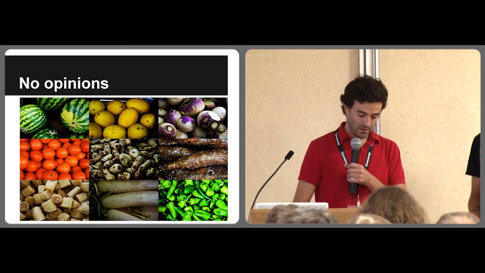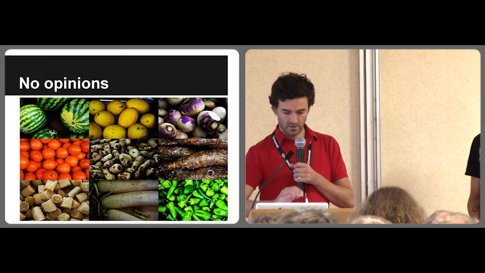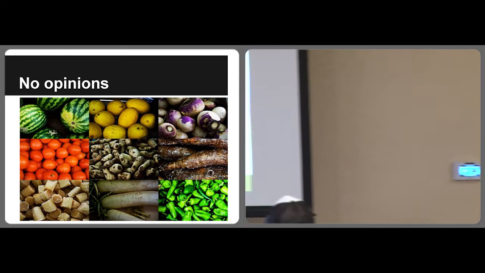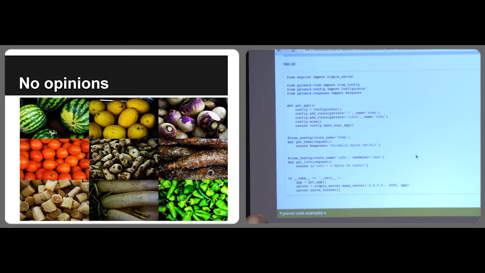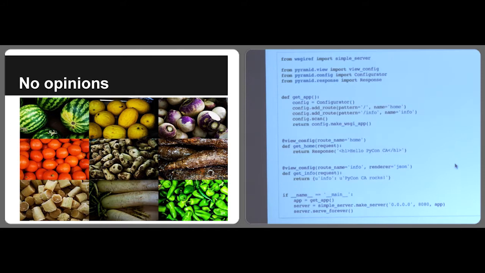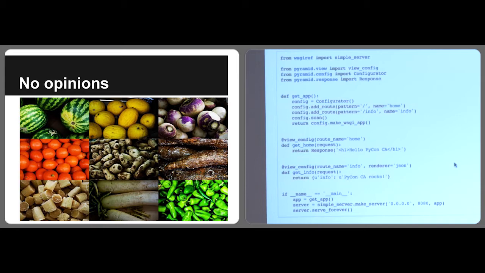Let's get on an example. Can you see that? Yes. So here, this is a really super simple application, which can be run, actually. You see highlighted that we define two routes, info and home, giving patterns and names. And then we scan the module, which permits to discover the two functions being mapped to routes, thanks to the view_config decorators.